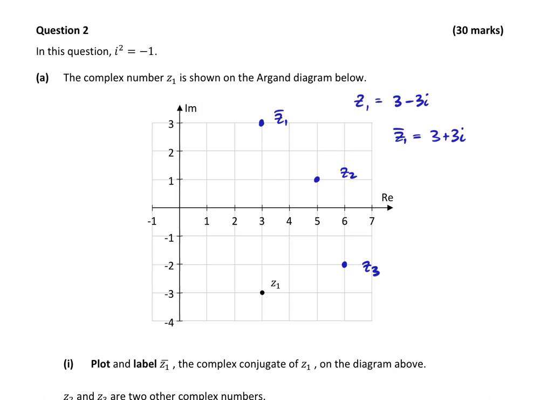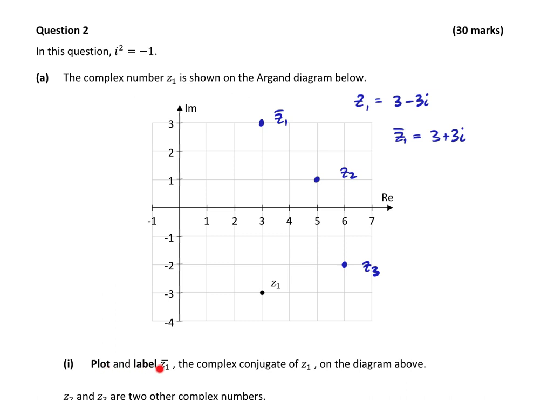So this is the Leaving Certificate Ordinary Level 2023, Paper 1, Question 2. It says here, in this question, i squared is equal to -1, which is perfect, okay? So straight away that implies that we're using complex numbers. The complex number Z1 is shown in the Argand diagram, and we should know that the Argand diagram is this diagram here, where we've got our real numbers and we've got our imaginary numbers, okay?